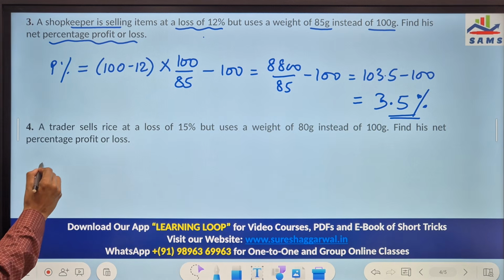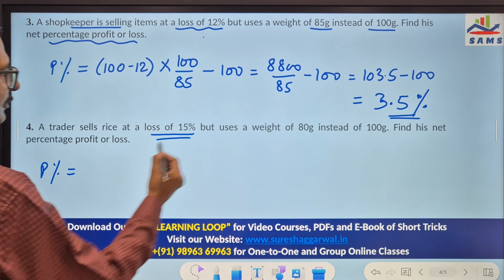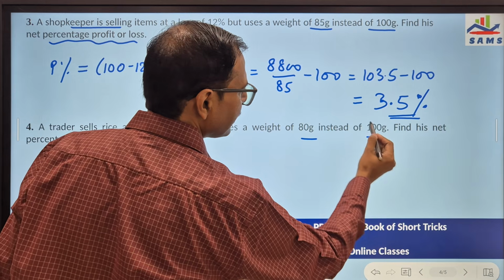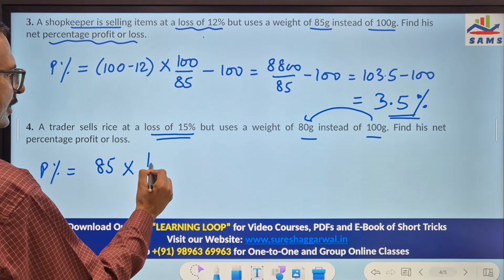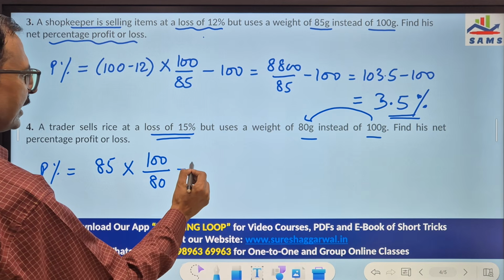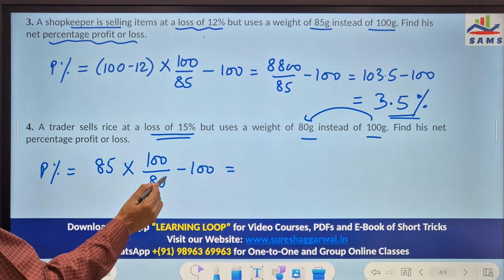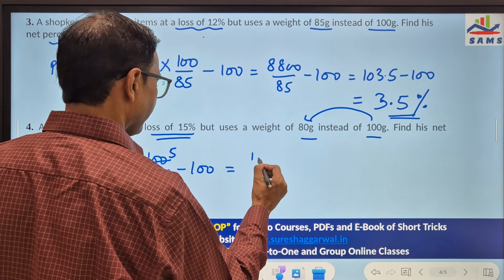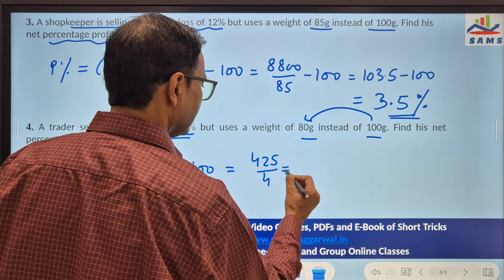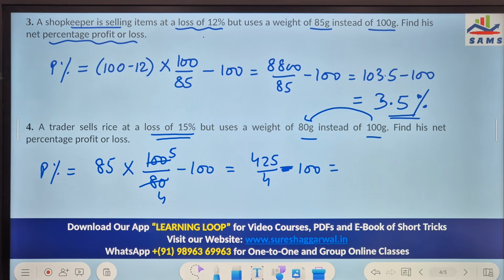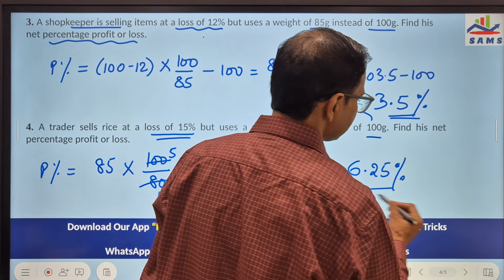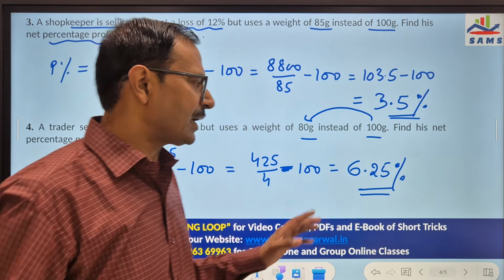Likewise, we can solve this also. The profit percent will be, with the initial loss of 15%, 100 minus 15, which gives you 85, times 100 upon 80. So actual is 100 and false is 80, and then minus 100. So this is 4 and this is 5. So 85 into 5 is 425 by 4, minus 100. So you will get this answer as 6.25% profit. See, this is the answer for the final question, wherein you were asked to find the profit percent in case of loss.